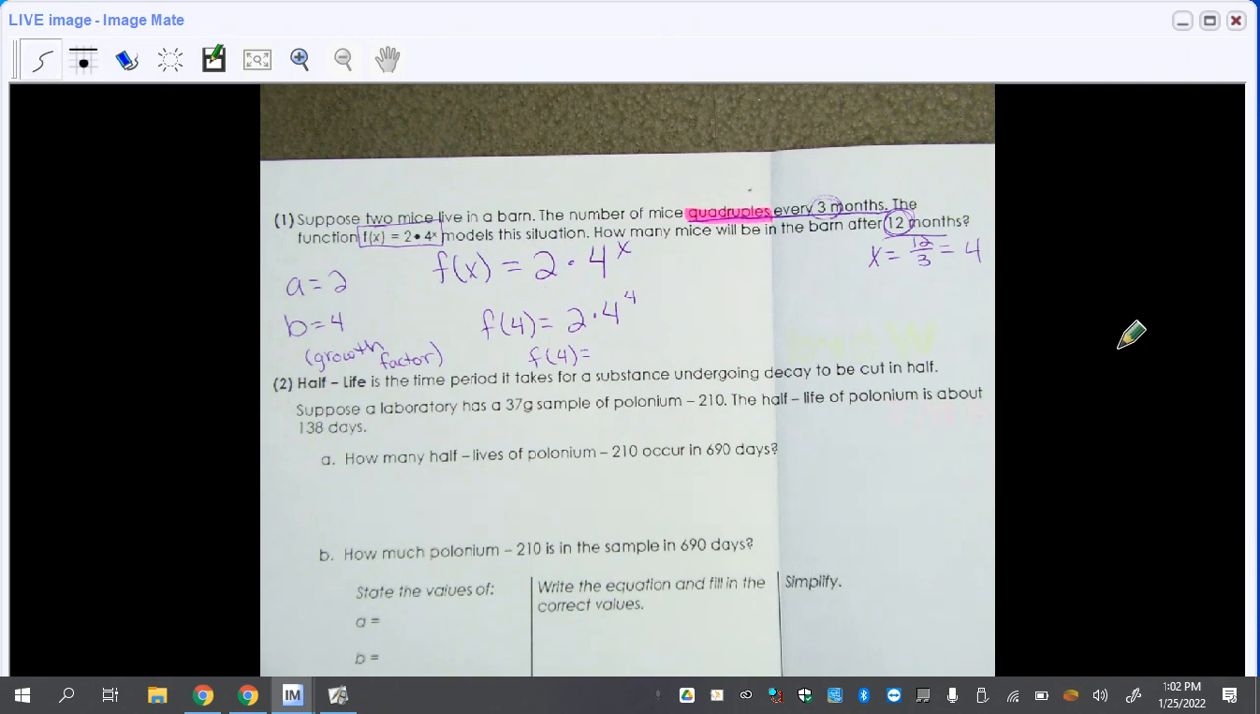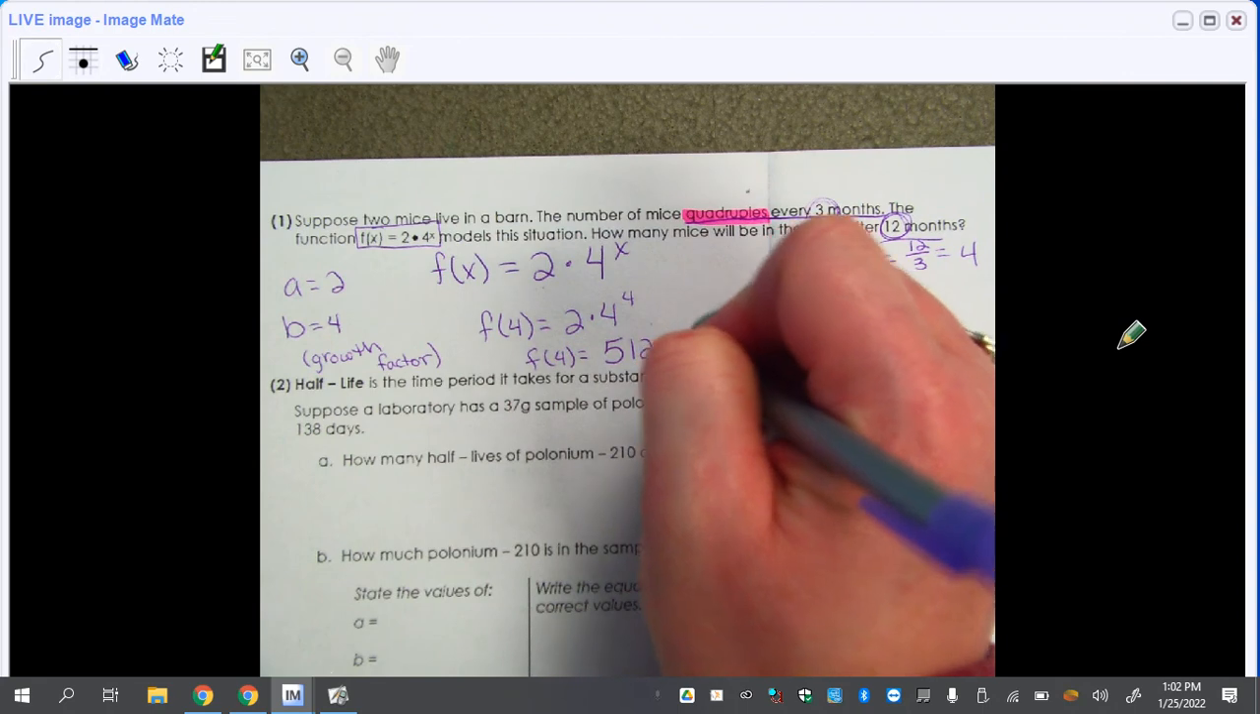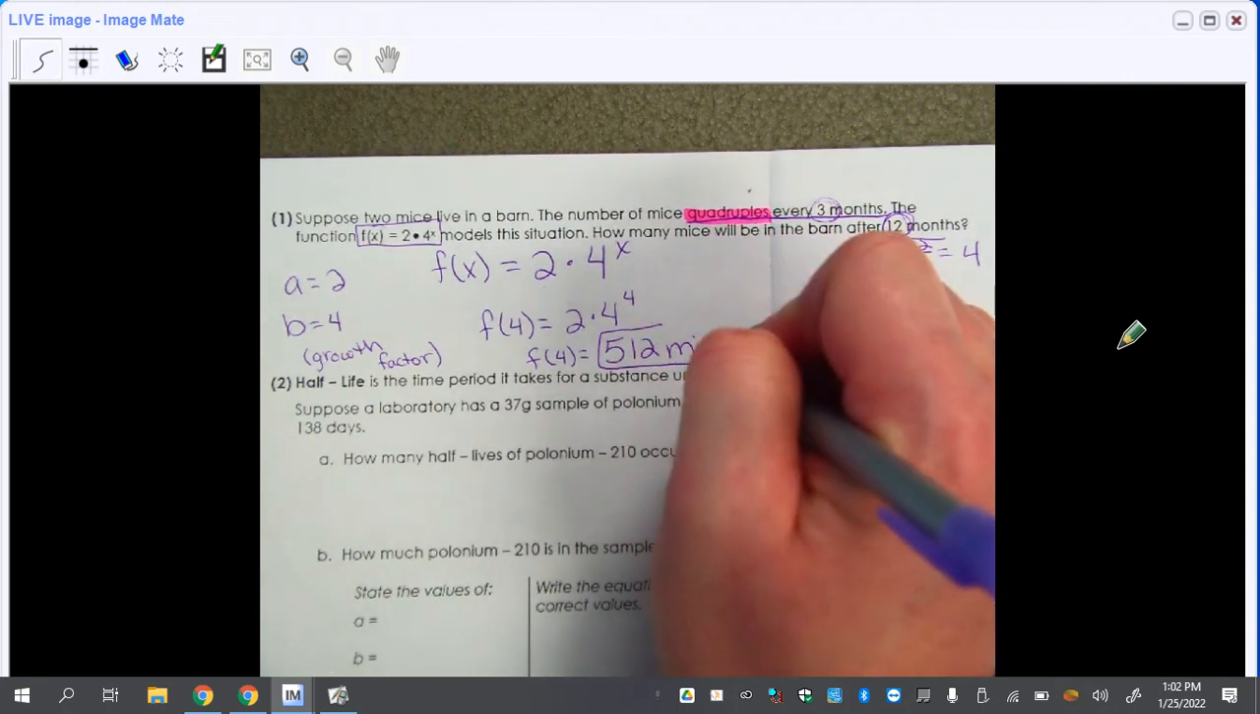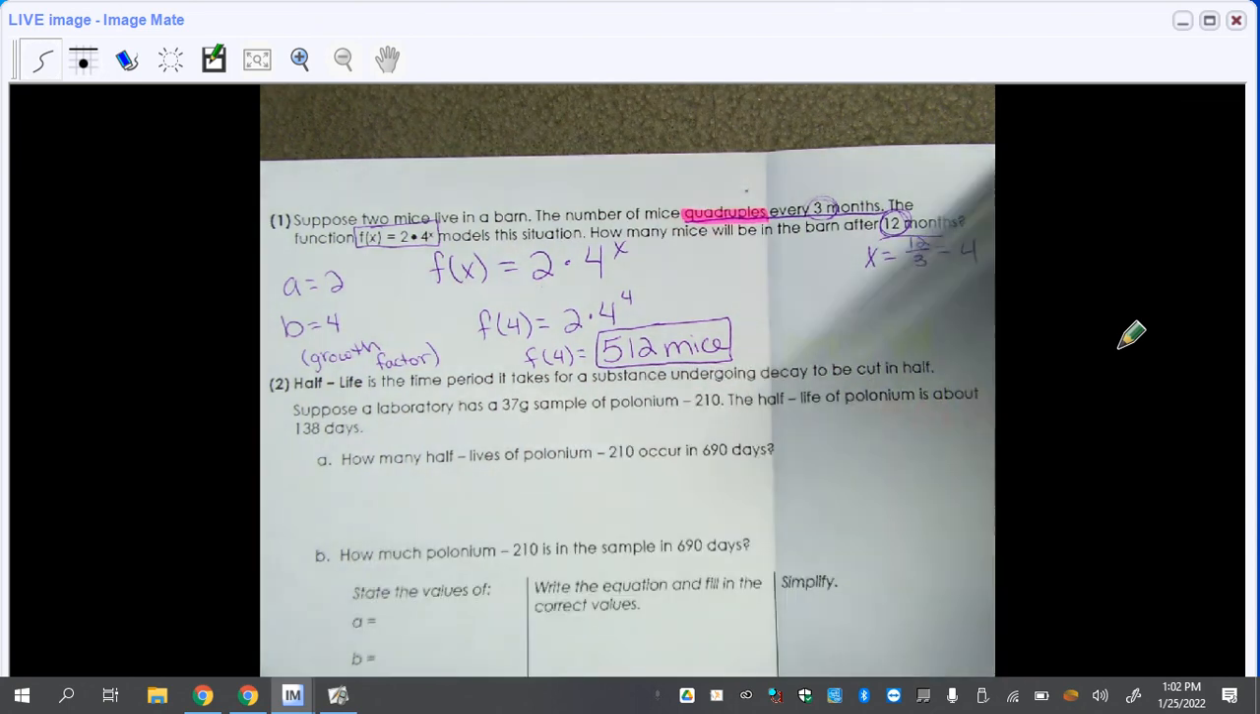4 to the 4th is not 16. 4 squared is 16, yes. 4 to the 4th. You guys remember the exponent button on your calculator? It's this little guy. What is it? I feel like it's higher than 256. 4 to the 4th is 256, but then you got to multiply it by 2. So there are 512 mice, which is gross, and which is why people have barn cats, so that they don't have 512 mice.